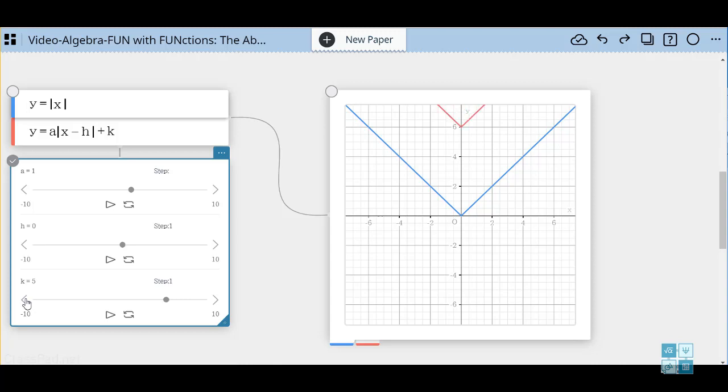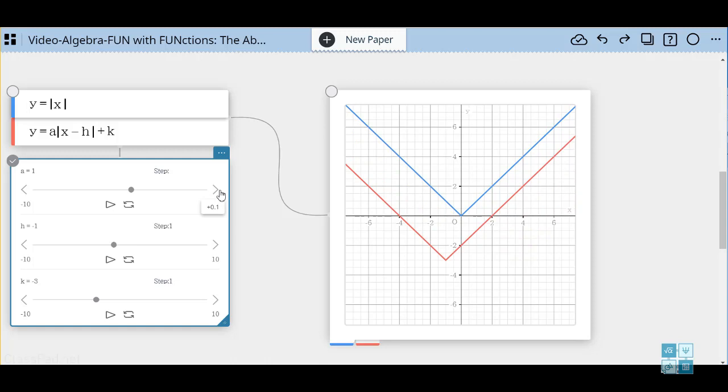I used the automatic arrow. But now, if I get the value of k back down below the origin, where k is negative, we have a shift down. So, to summarize, the value of k is going to shift the graph up or down. The value of h is going to shift the graph to the right or to the left.